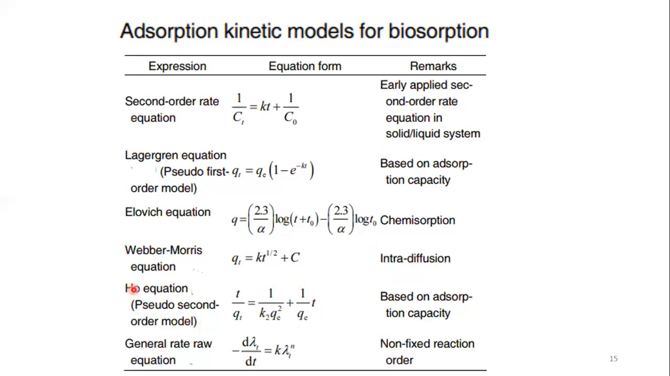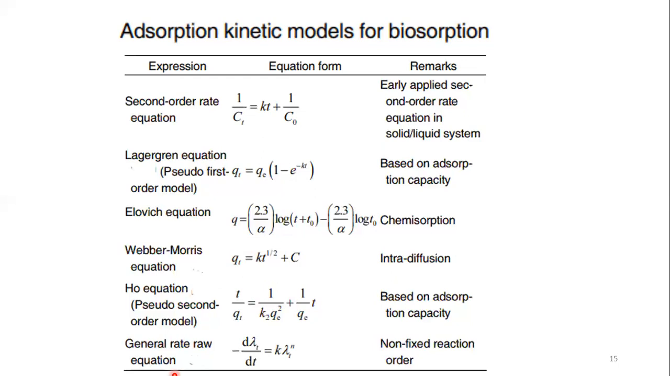And we also have the Ho equation, that is the pseudo second order equation, like this. We have a general rate law, that's not a fixed order reaction. We can use any of these slowly and gradually. We just try to implement the first one. If it's not applicable, we shift to the second one, to the third one, to the fourth one, and so on.